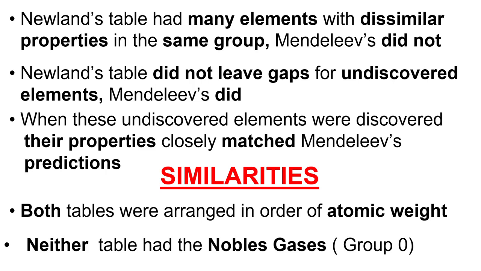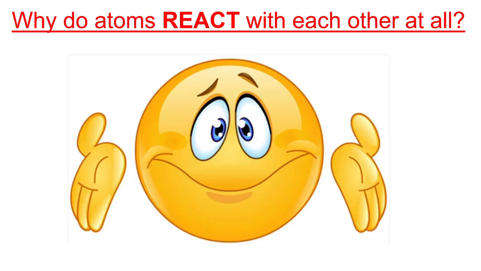That's the key point. Now here's where students struggle: similarities. Both tables were arranged in order of atomic weight, and neither table had the noble gases because they just weren't discovered yet. Now next, why do atoms react with each other at all?